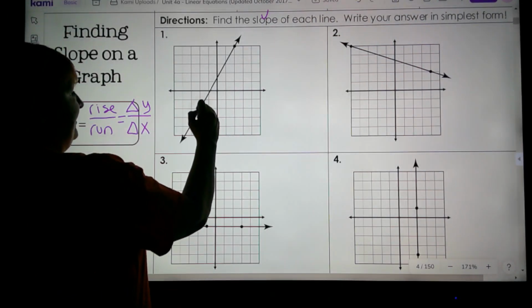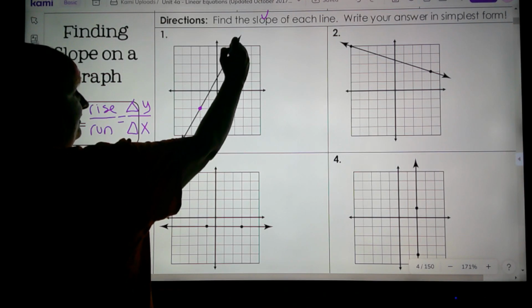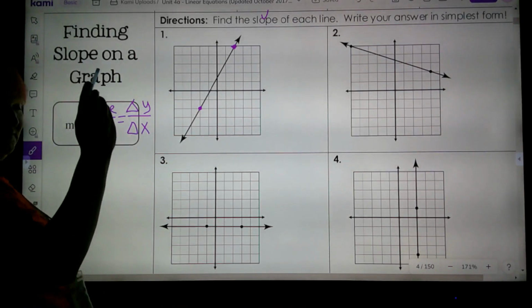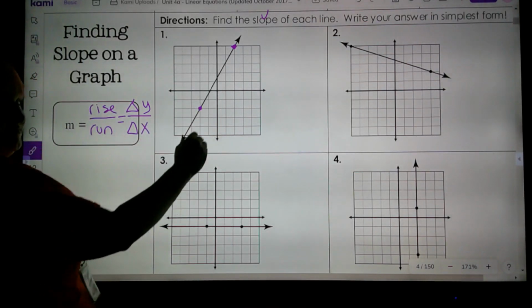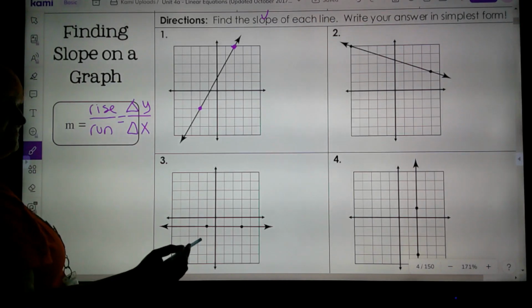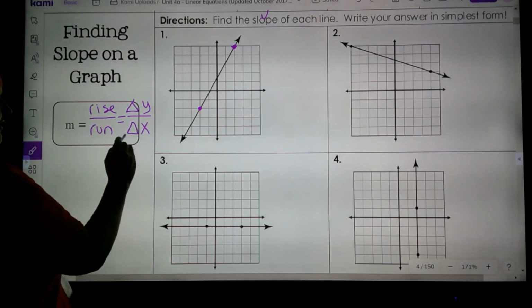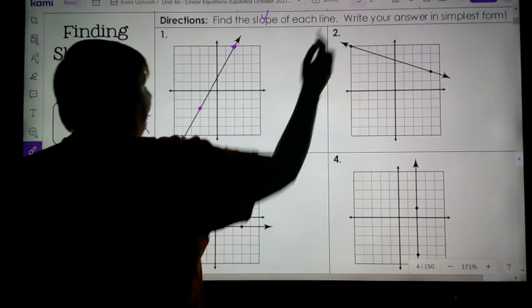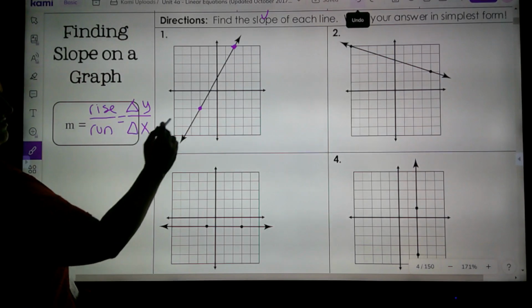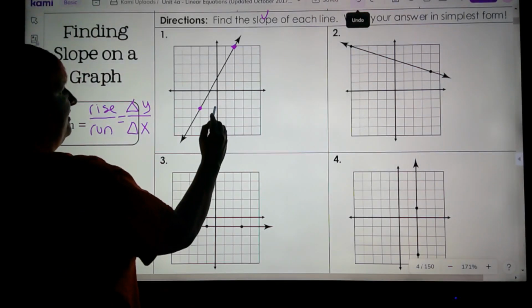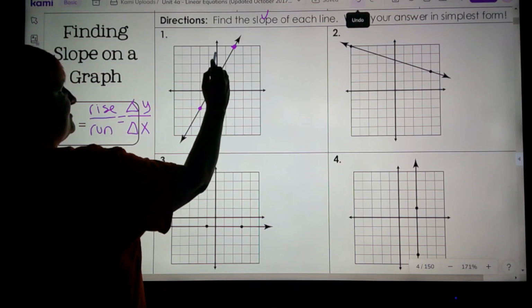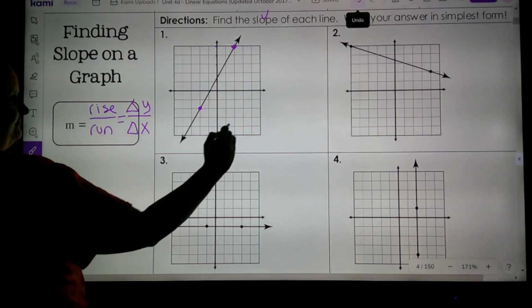Count how many it takes to get to the next point. You're going to count your up and down because that goes on top. That's your y. How many spaces does it change on the y-axis? And then you're going to count your run because that's how many spaces it changes on the x-axis. Right? And that goes on the bottom. So how many does it change on the y? It goes up 1, 2, 3, 4, 5, 6, 7. It goes up 7.